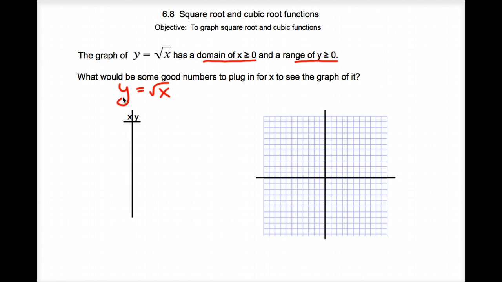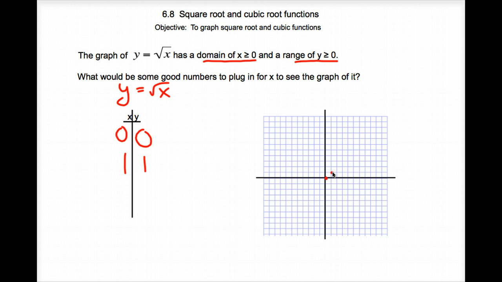What am I saying here? Well, let's think of some numbers we can plug in. If we plug in x is 0, that's the smallest thing we can plug in. Square root of 0 is 0. That tells me that (0, 0) is going to be on my graph. Plug in x is 1. Square root of 1 is 1. (1, 1) is on my graph.